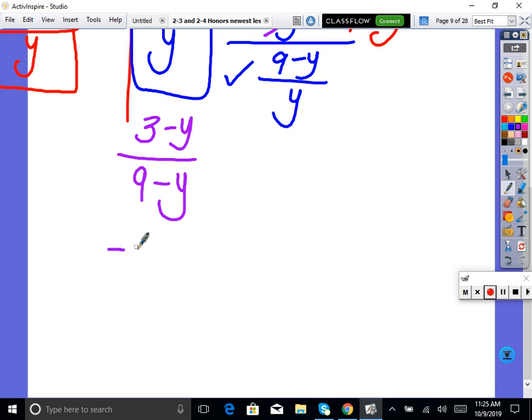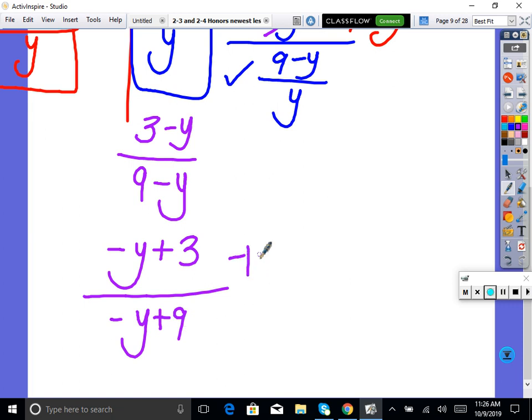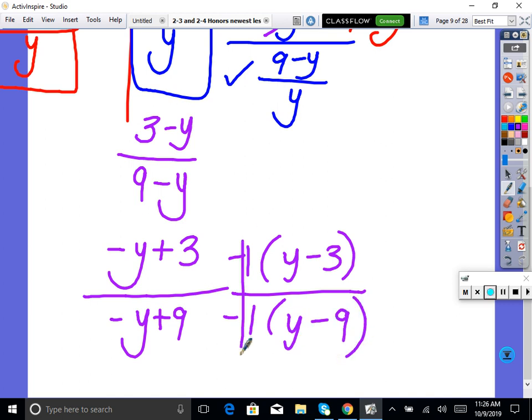then say, that's negative y plus 3 in standard form, negative y plus 9, which factors out a negative 1, giving us y minus 3, factors out a negative 1, giving us y minus 9. These are mathematically equivalent, so I would accept either answer.